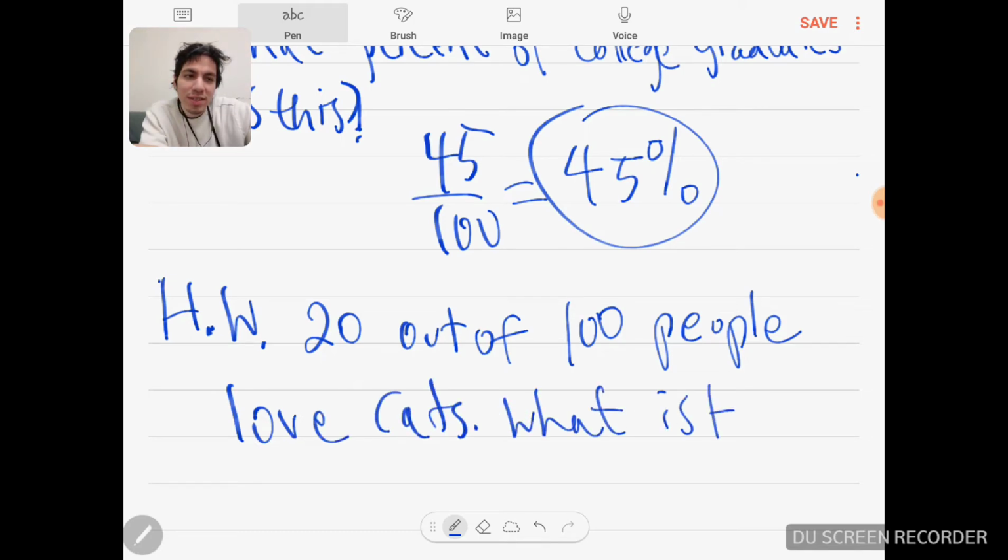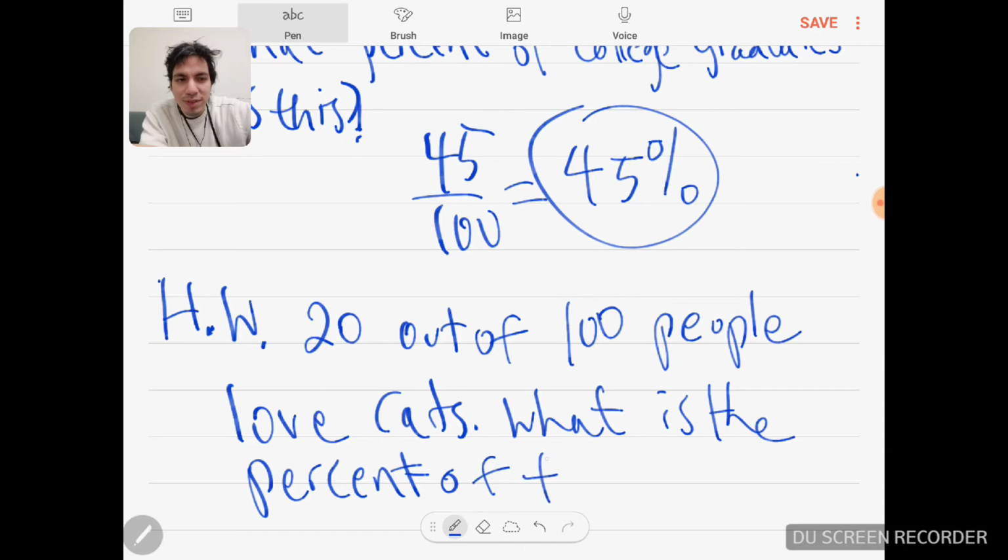What is the percent of this? I'll let you guys figure out what that is, and leave your answers down in the comments below. So that's the lesson for you guys.